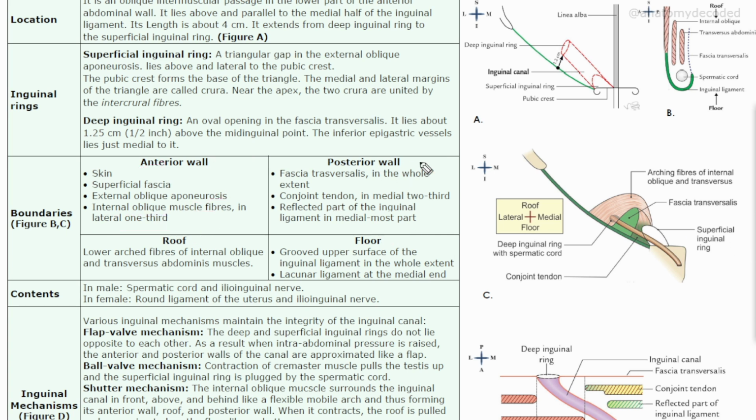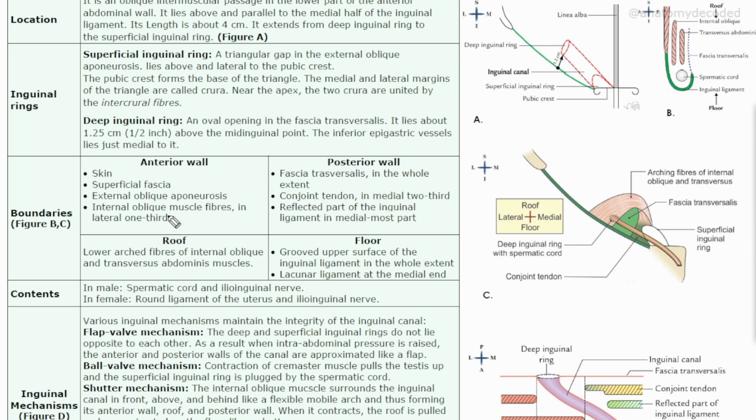Then the posterior wall of the inguinal canal is formed by fascia transversalis in its whole extent, and there is conjoint tendon in the medial two-thirds part, and there is reflected part of the inguinal ligament in the medialmost part. To understand this, we can see how the internal oblique muscle fibers arch over and go on the posterior aspect as well. That is why in the posterior wall we can see this conjoint tendon. Conjoint tendon is formed by the fusion of internal oblique as well as transversus abdominis.